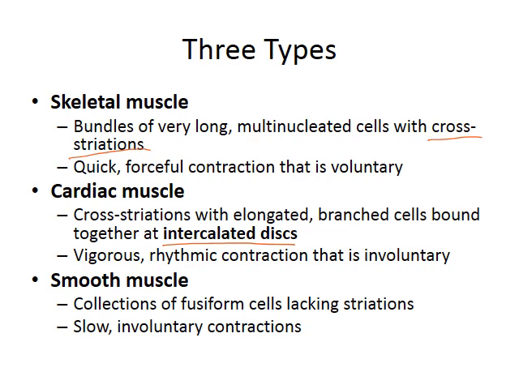And the last kind is your smooth muscle. These are going to be easy to identify compared to the other two because they don't have those nice little striations we see in the other two. And these guys are very slow, involuntary contractions, and they're going to be mainly in your GI tract.